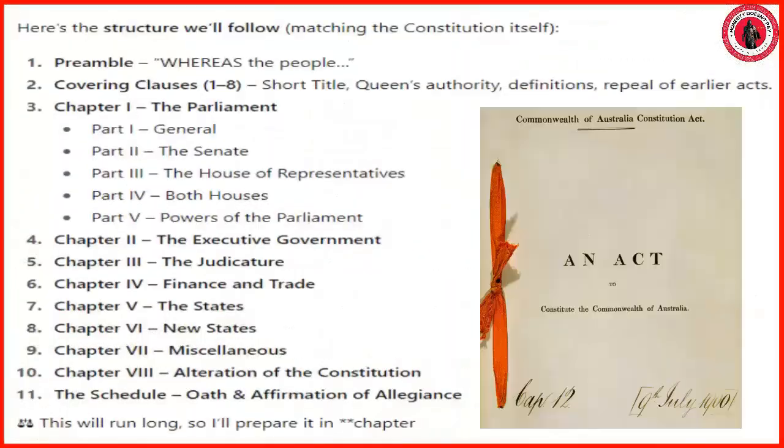Here's the structure we'll follow, matching the Constitution itself. 1. Preamble, whereas the people. 2. Covering clauses 1-8, short title, Queen's authority, definitions, repeal of earlier acts. 3. Chapter 1, the Parliament, Part 1, General. Part 2, the Senate. Part 3, the House of Representatives. Part 4, both houses. Part 5, powers of the Parliament. 4. Chapter 2, the Executive Government. 5. Chapter 3, the Judicature. 6. Chapter 4, Finance and Trade. 7. Chapter 5, the States. 8. Chapter 6, New States. 9. Chapter 7, Miscellaneous. 10. Chapter 8, Alteration of the Constitution. 11. The Schedule, Oath and Affirmation of Allegiance. This will run long, so I'll prepare it in chapters.